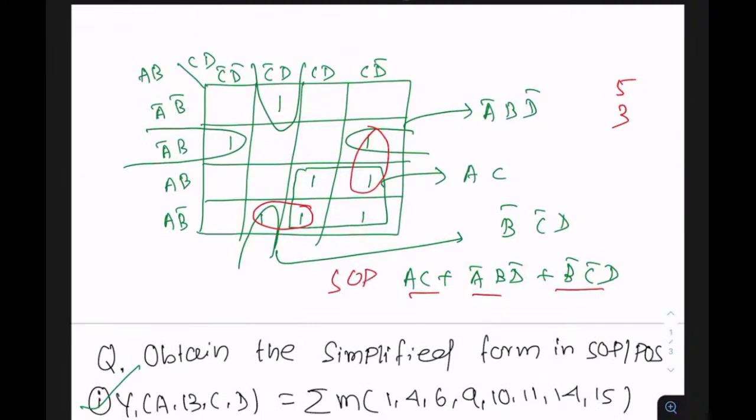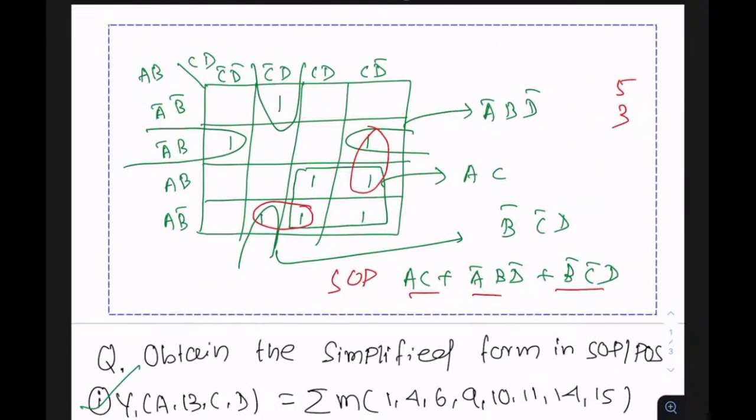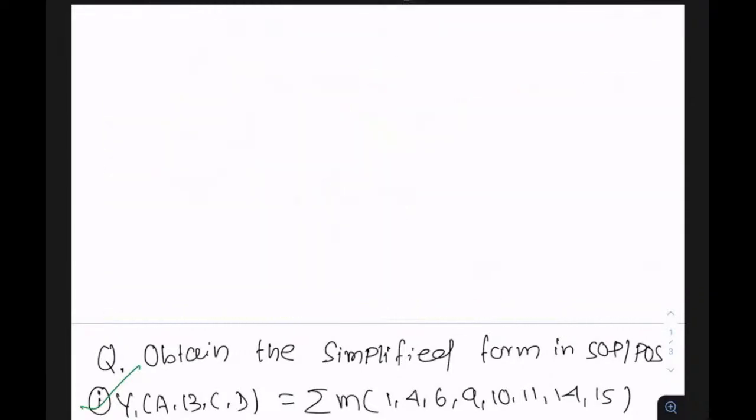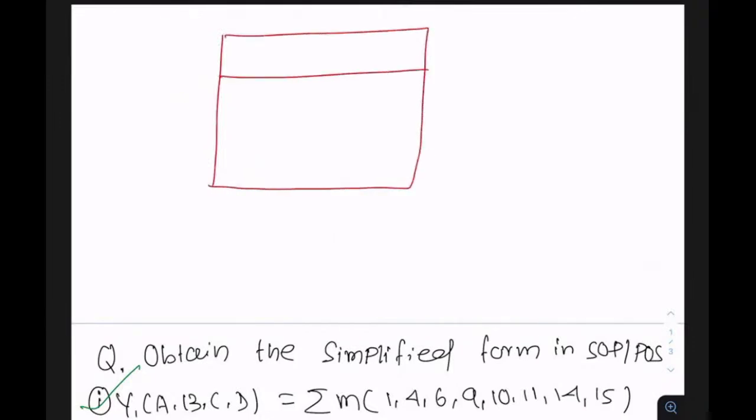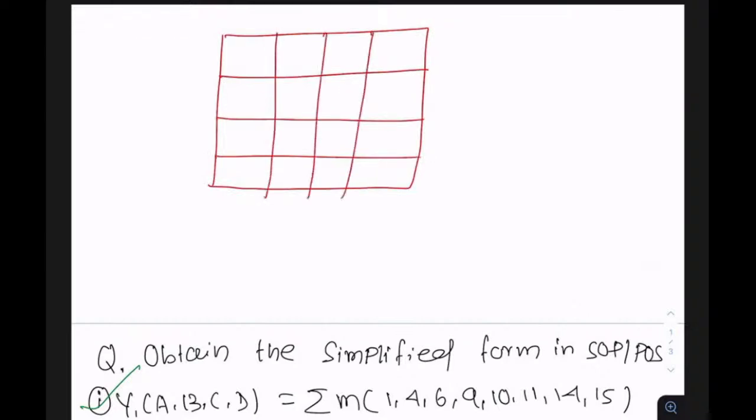This is nothing but your SOP notation. But if I ask you for POS notation, then how do you deal with this? So how do you deal with this? If it is for POS, you have to plot its corresponding max terms. So what are the max terms?